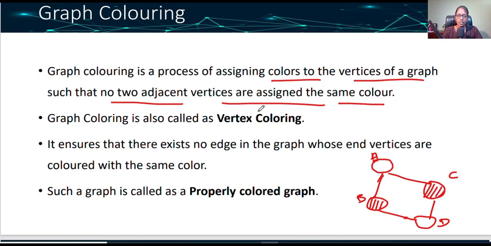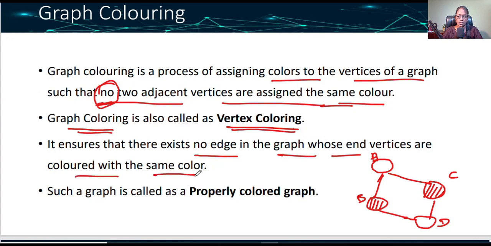So graph coloring is a process of assigning colors to the vertices where no two adjacent vertices are assigned the same color. That means you should not assign the same color to these two adjacent vertices. This is called graph coloring, or it is also called vertex coloring. It ensures that there exists no edge in a graph whose end vertices are colored with the same color.